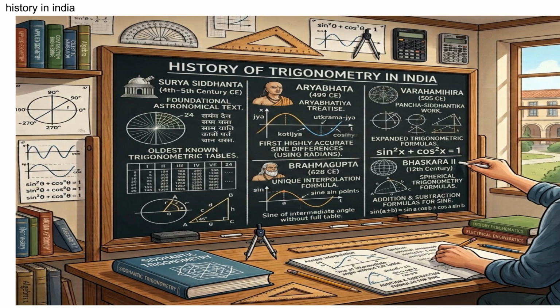He discovered key spherical trigonometry formulas, including the addition and subtraction formulas for sine. Sine (a plus or minus b) equals sine a cos b plus or minus cos a sine b.